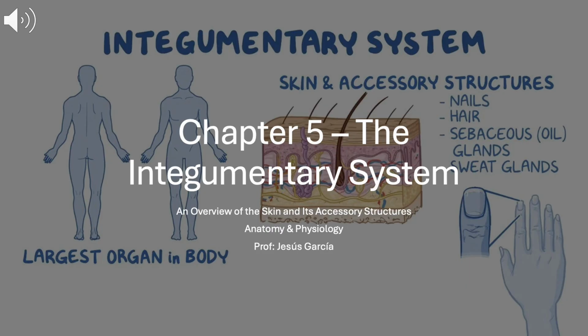But this system does so much more than contribute to your appearance. The integumentary system includes your skin, hair, nails, and various glands. It acts as the first line of defense against environmental hazards, helps regulate your body temperature, and even plays a role in sensory reception. In this chapter, we'll explore the structure and functions of this vital system, and we'll also look at some of the common conditions that can affect it. Whether you're looking in the mirror or studying anatomy, there's a lot more to your skin than meets the eye. Let's dive in.